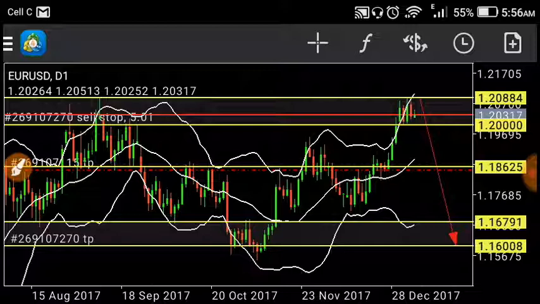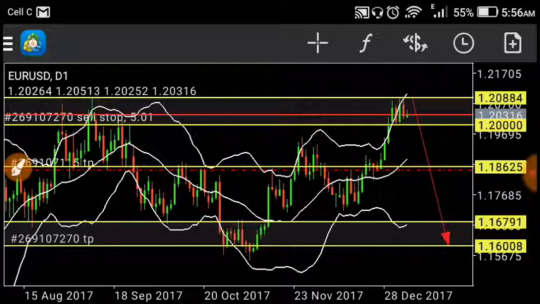As you can see, my screen is currently showing you my predictions for Euro USD on a daily chart. Today is the 8th of January 2018, and this is what we're looking to transpire in the market over the next coming days and months. I'll take you through how I got to this conclusion, and hopefully you get to understand the mechanics of the strategy itself.